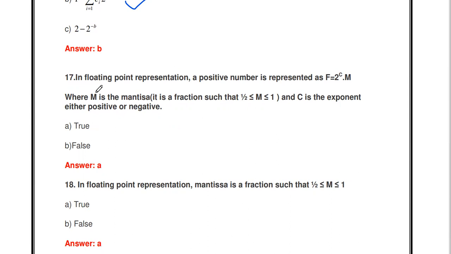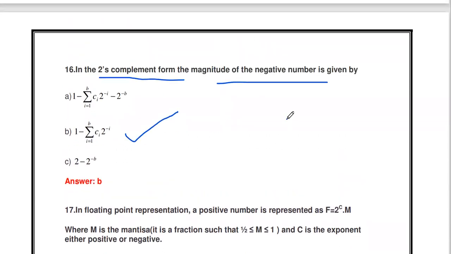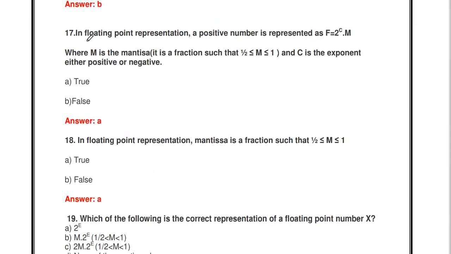The next form of representation is floating point representation. In fixed point representation, the number of binary digits is fixed. So we can decide how many digits to take to indicate the integer part and how many to take to indicate the fractional part. It is fixed in fixed point representation. The next type is floating point representation, in which the number of digits used to represent the integer part and the fractional part is floating, varying.